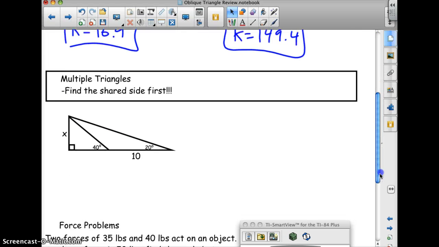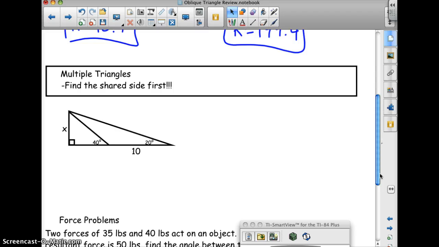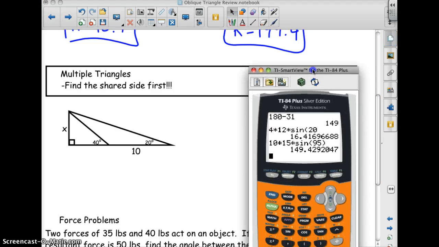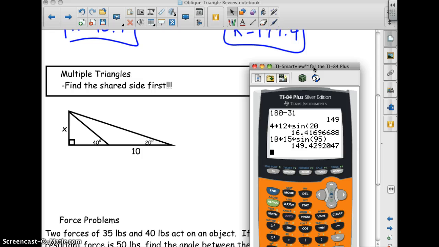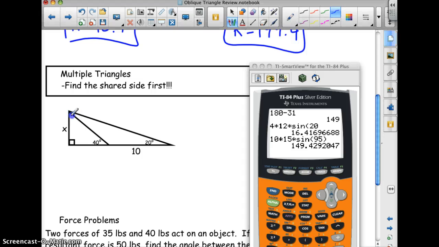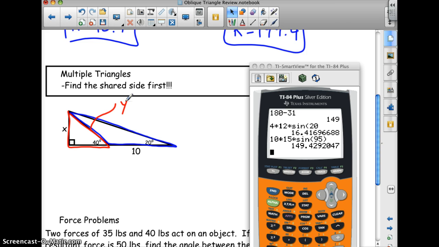All right, multiple triangles. Listen, the key to this is always going to be the shared side. When you have these multiple triangles, there's going to be a side that applies to both triangles. So if I'm talking about this blue triangle as one of my triangles, and this red triangle as my other triangle, there's my multiple triangles, and you can see they're sharing a side. This side right here, we'll call that y. I want to find him first, okay?